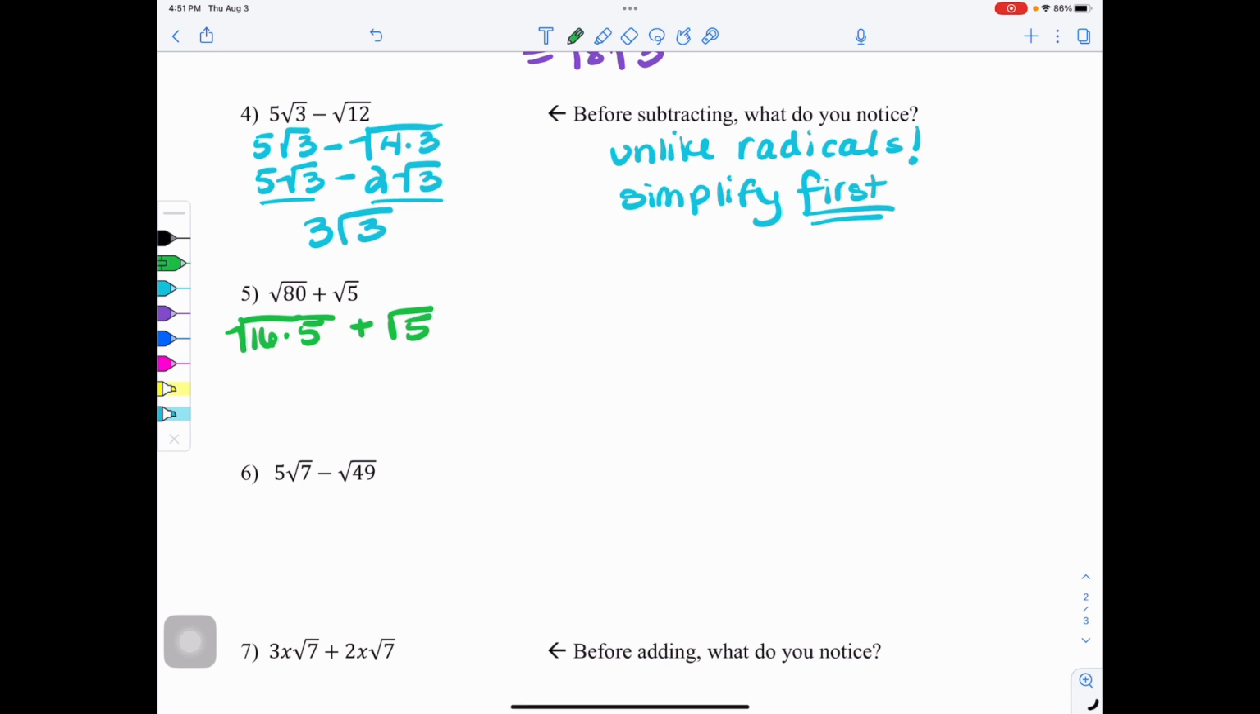So can I take the square root of 16? Yes, it's a perfect square. The square root of 16 is 4. So that's going to come out. 5 is not a perfect square, so it stays underneath. That's going to get added to square root 5. So this is really 4 square root 5 plus, remember, 1 square root 5, which means the answer here is going to be 5 square root 5. So very similar to number 4, it needed to be simplified first. All right, let's look at number 6.